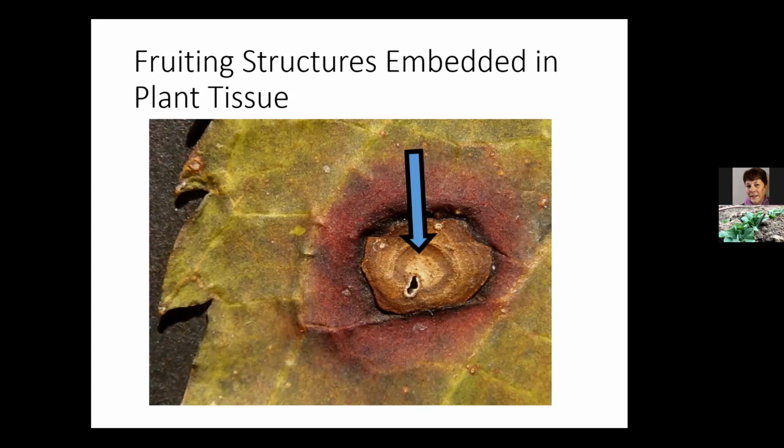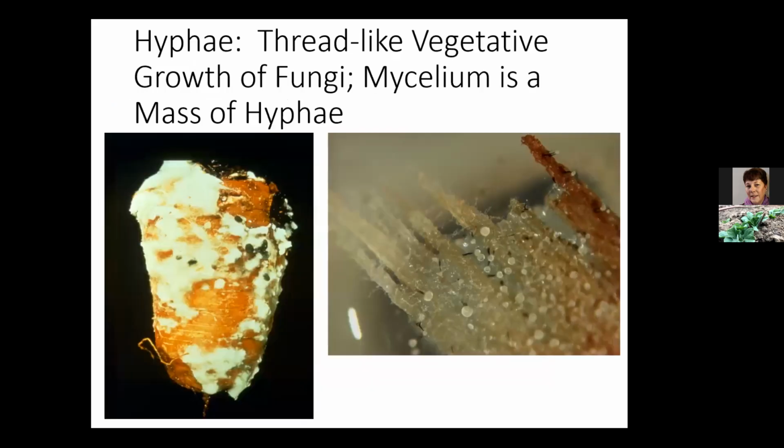You can also see hyphae or mycelium growing, and this is evidence of a fungal pathogen. The picture on the left is a carrot with mycelium growing all over it. This is actually Sclerotinia sclerotiorum. It's a fungal pathogen. It affects beans and carrots and different things in the vegetable garden.